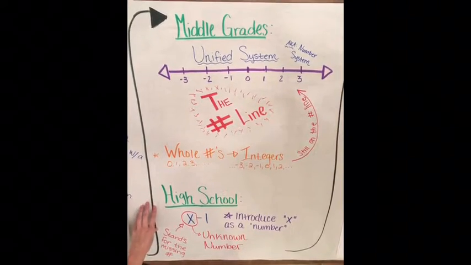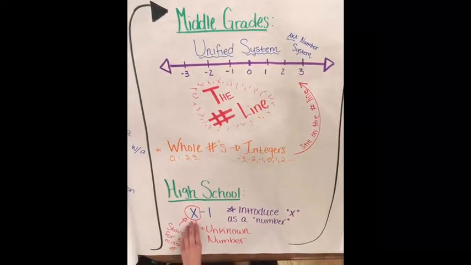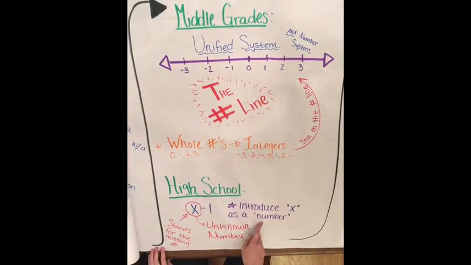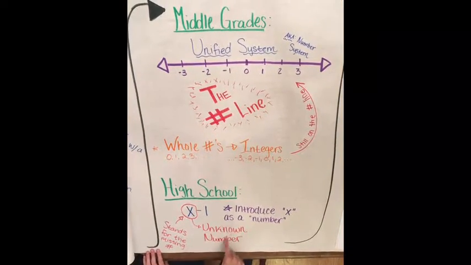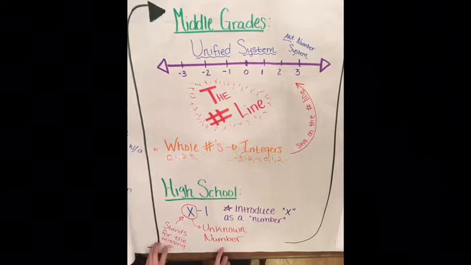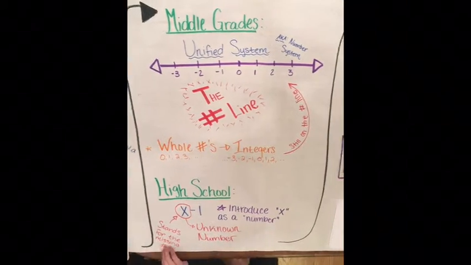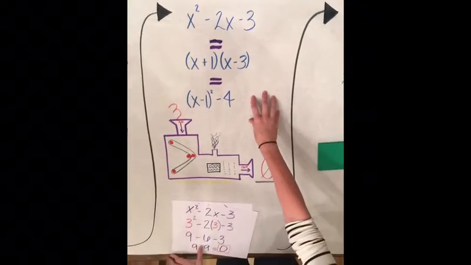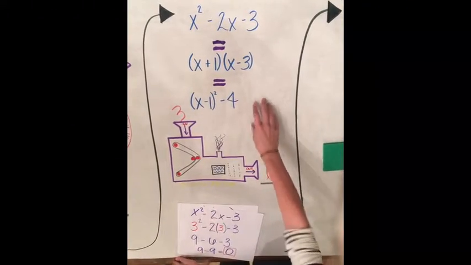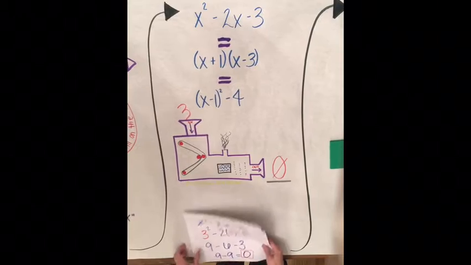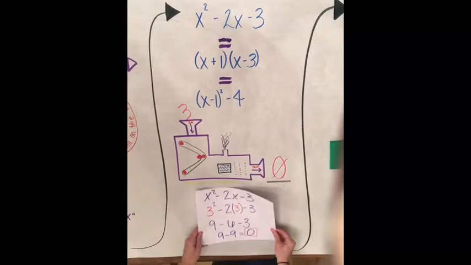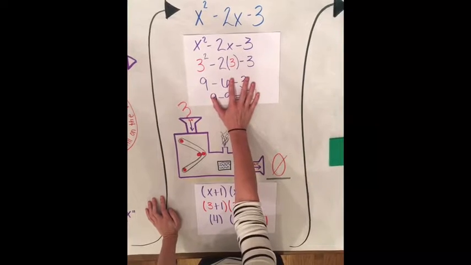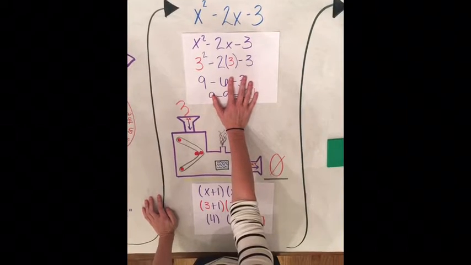They'll be looking at x minus 1 to see that x is introduced as a number. It is known as an unknown number and stands for the missing number. As they learn this, they move into polynomial expressions like we have here. We have 3 different polynomial expressions that we'll be looking at, and they're all equivalent to one another. We'll find this out by solving the polynomial expression.